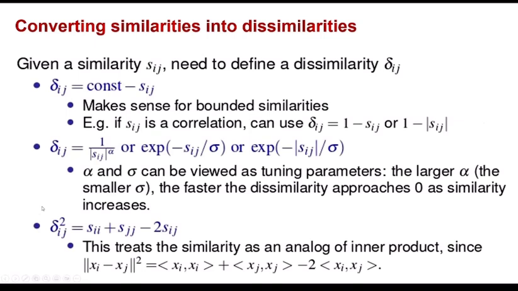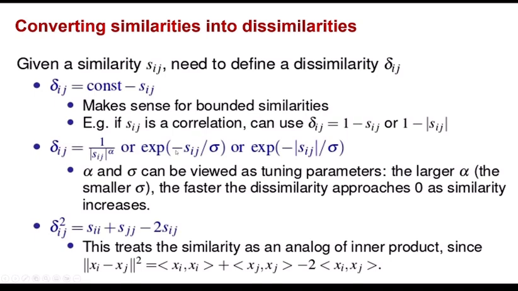So what if you have a similarity measure and you want to convert that into a dissimilarity? This is the way you can handle that. If Sij is the similarity and I want to determine the dissimilarity, this is what I'm going to do, and that makes sense for bounded dissimilarity. As you can see here, if Sij is a correlation, then to get the dissimilarity it's just going to be 1 minus that.